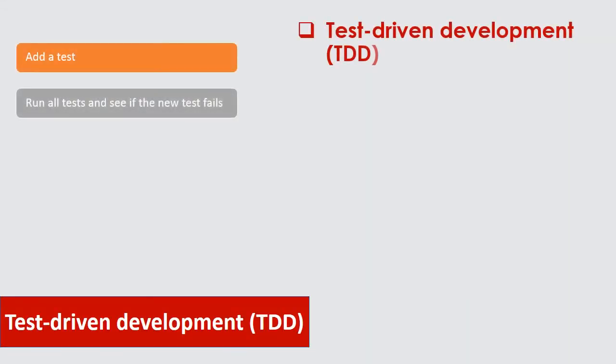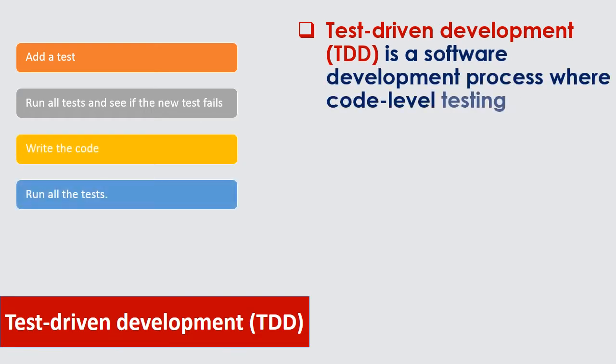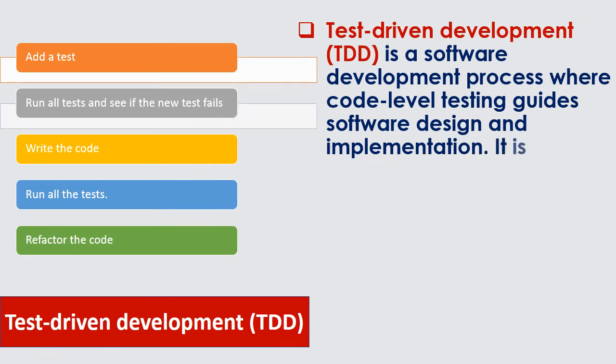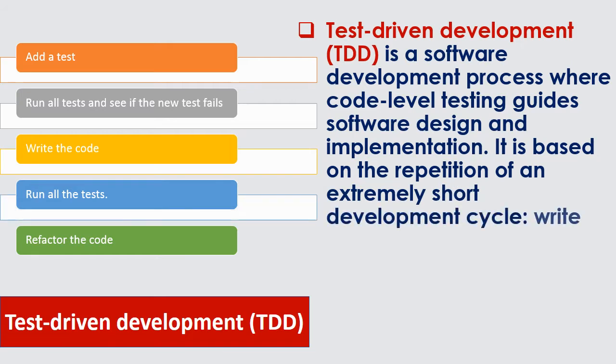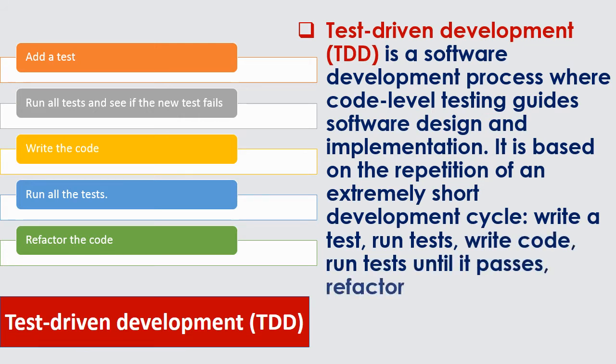Test-driven development is a software development process where code-level testing guides software design and implementation. It is based on the repetition of an extremely short development cycle: write a test, run tests until it passes, refactor, then repeat.